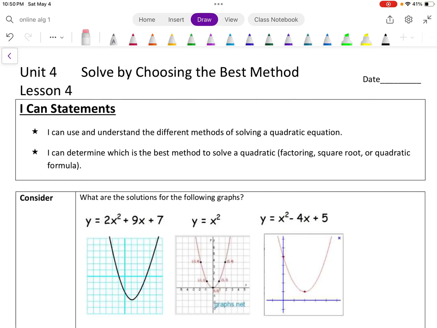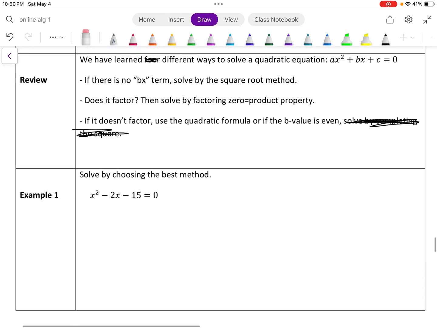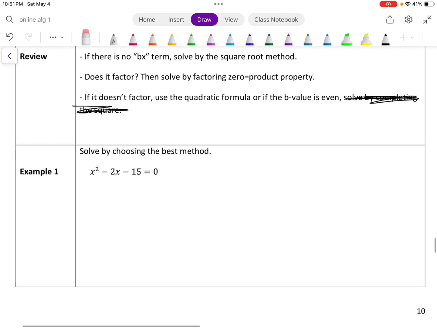We're going to talk about choosing the best method to solve a quadratic. So we've learned 3 different methods to solve a quadratic: the square root method, factoring, and the quadratic formula. Well, if there's no bx term, we can use the square root method. So remember, no bx means if we had something like x squared minus 15 equals 0. X squared is the only variable, which means we're able to isolate it to take the square root.